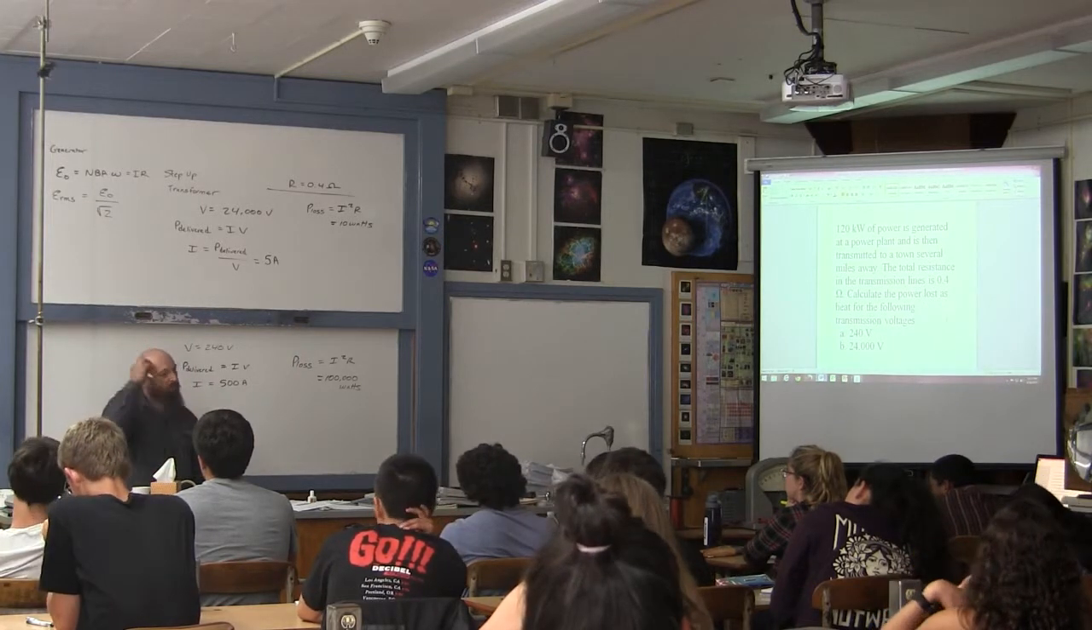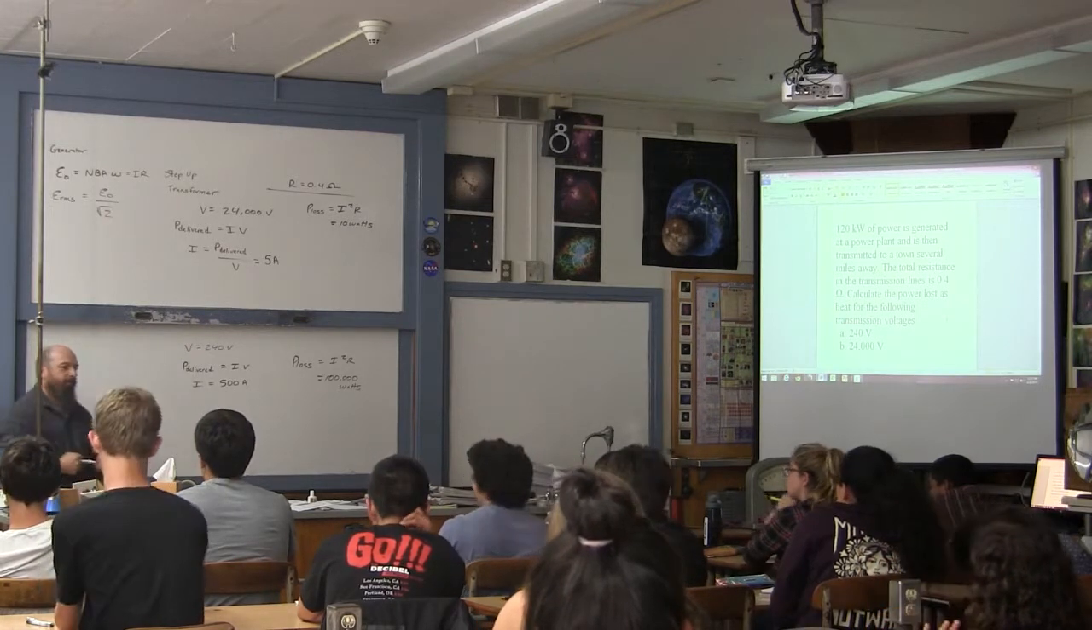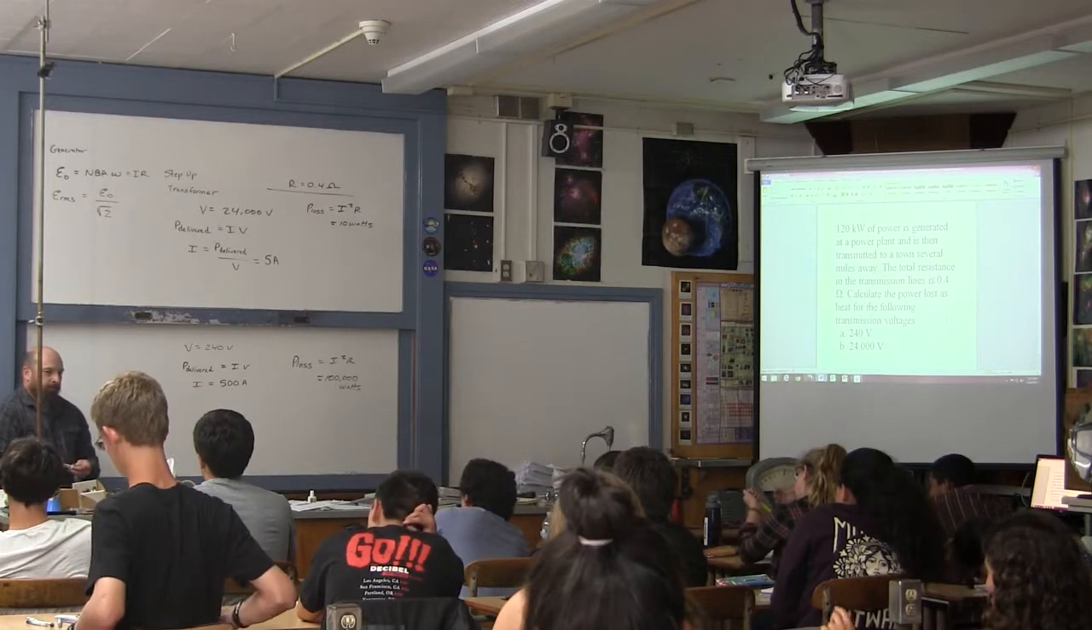Somebody had a hand. Yes, Rachel? Can you just go over one more time? Why do you know that it's I squared R, not V squared R?